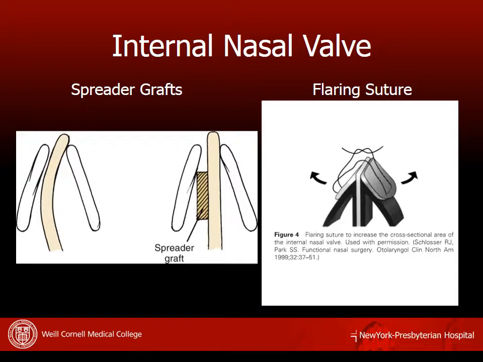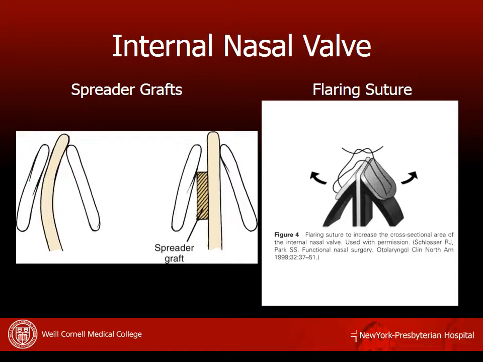One way to think of it is the spreader graft is sort of like a sock that you've placed into a door hinge. And once that sock has been placed, you cannot close the door. It keeps that door slightly open. So once the spreader graft has been placed between the upper lateral cartilage and the septum, that angle should not collapse on inspiration.